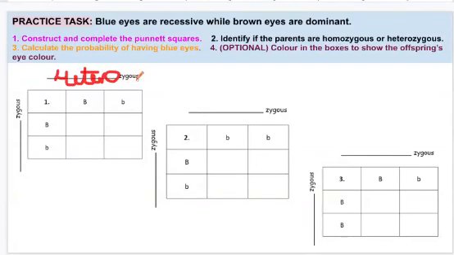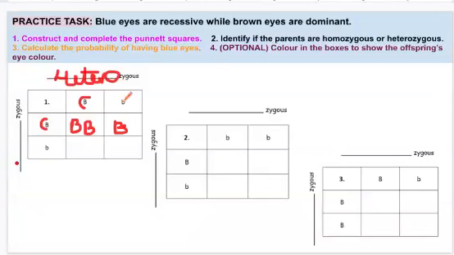So this is heterozygous, and over here you can see it's the same B and B, and this is also heterozygous. So both parents are heterozygous. Now if we fill in the Punnett squares, we can see that this is uppercase B and uppercase B, because you've come from this one and this one.